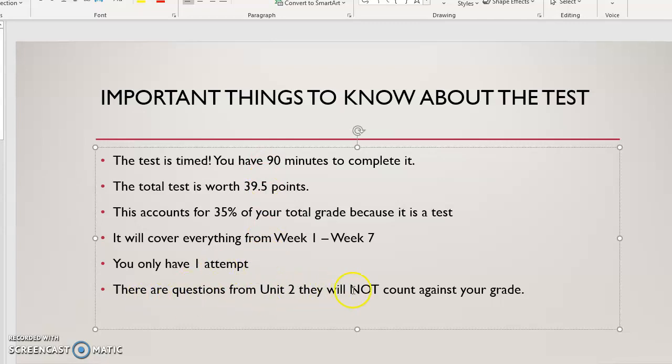I have questions on there, and only 3 of them are coming from Unit 2, which we have not gotten into yet. I just wanted to give you guys a little test to see how much you know about the unit that's going to be coming up. So those 3 questions at the very end of your test will not count towards your grade. Just answer them to the best of your ability, but do not worry if you may not know the answers to them, and that's okay.